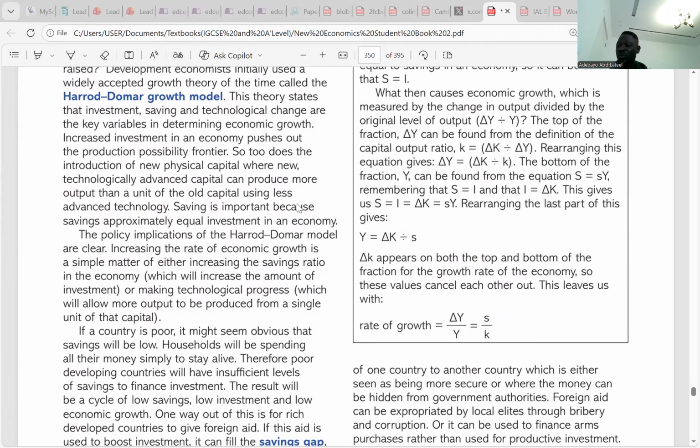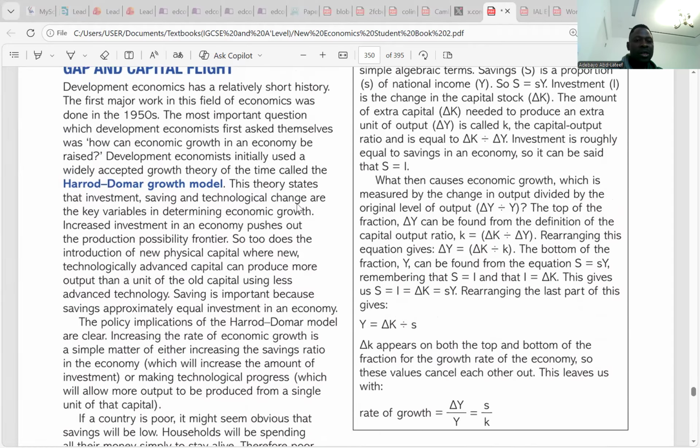So that's about saving gap, which is one factor that might hinder the growth of an economy. And I explained how a saving gap might hinder the growth of an economy. An economy needs a lot of savings. And a saving gap simply means the difference between the actual saving witnessed in an economy and the required savings needed for that economy to achieve its growth.